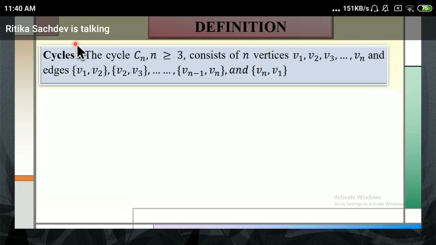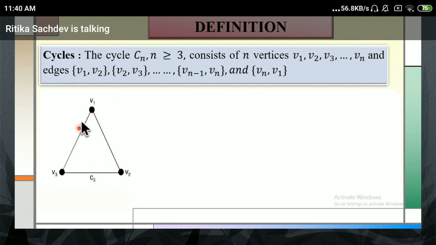Have a look at this definition now. Cycles. A cycle is possible only if I have 3 or more than 3 vertices. So we're going to define the cycle Cn, where n is greater than or equal to 3, which consists of v1 to vn vertices, and edges are v1 to v2, v2 to v3, and so on.